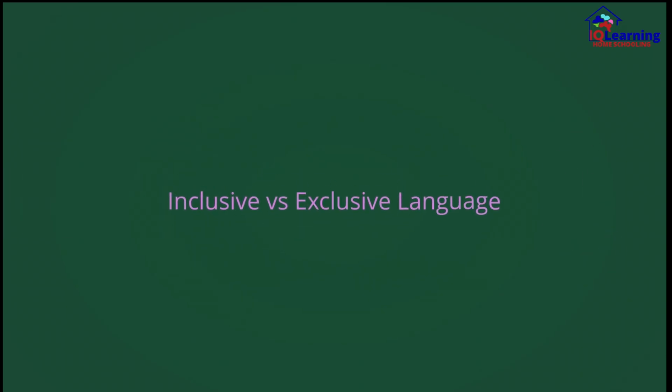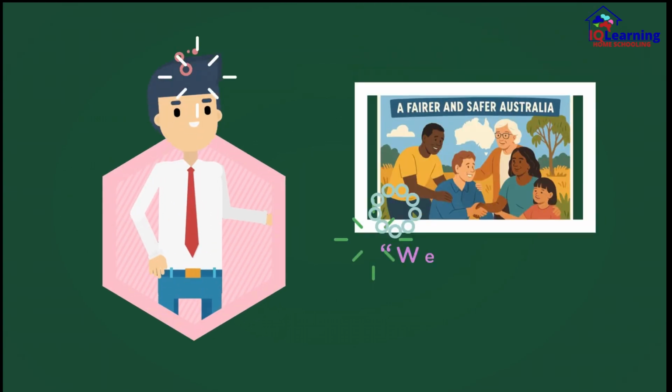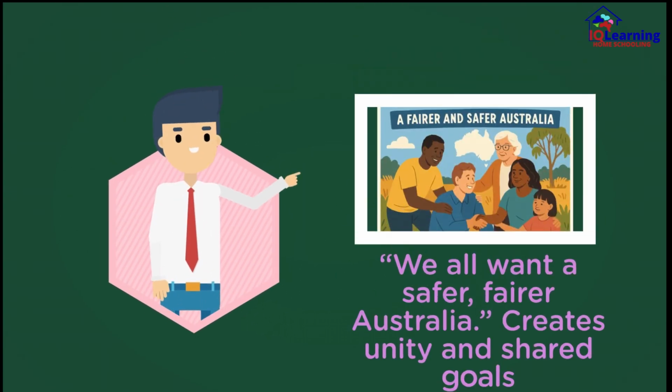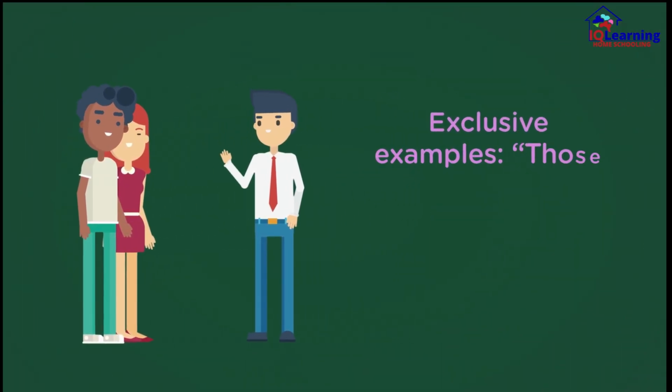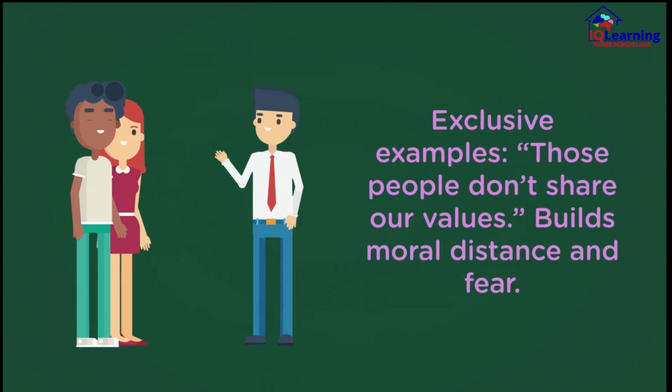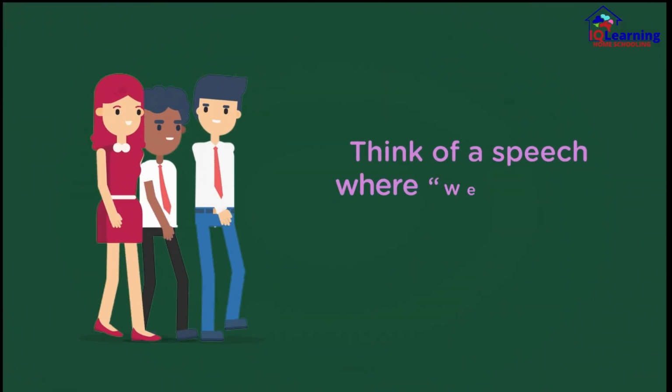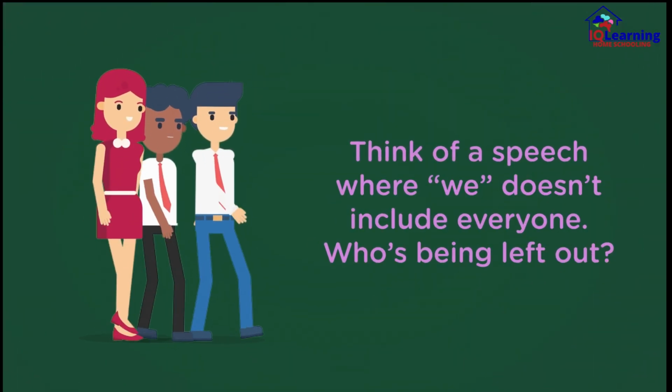Inclusive versus exclusive language. Pronouns are never innocent. They build in-groups and out-groups. Inclusive examples: we all want a safer, fairer Australia. Creates unity and shared goals. Exclusive examples: those people don't share our values. Builds moral distance and fear. Think of a speech where "we" doesn't include everyone. Who's being left out?